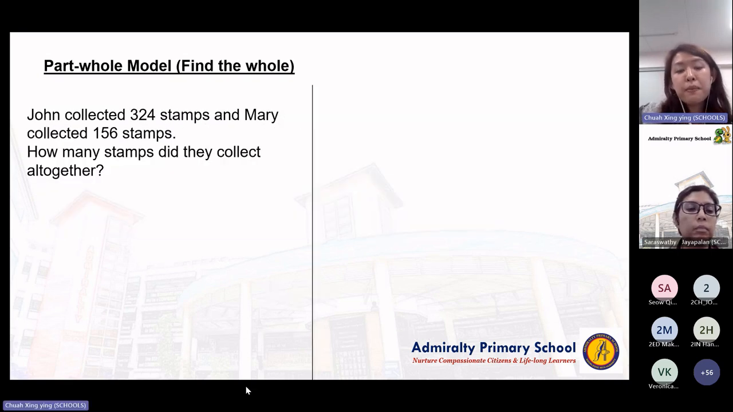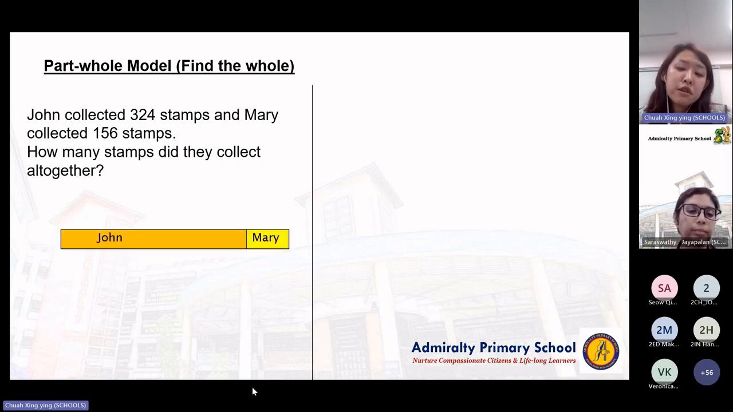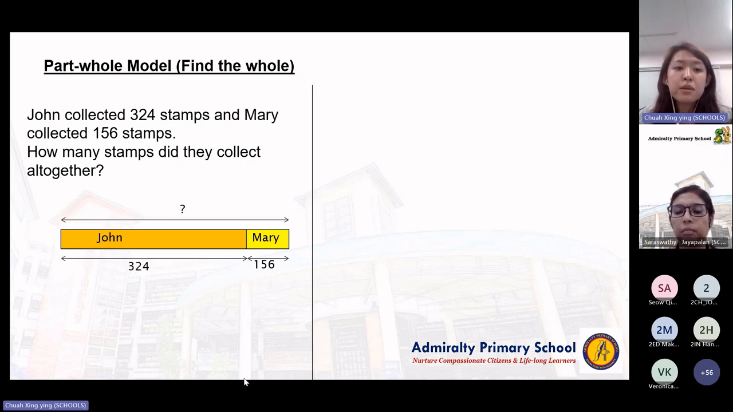In our next example, we see that in primary 2, we use 3-digit numbers. So unlike in the previous example, it's not possible to draw 324 stamps. Hence, we use bars to represent the different quantities. John's bar is still longer than Mary's, as he has 324 and Mary has 156 stamps. We label 324 for John and 156 for Mary. The question mark is also placed as we want to find the whole. Do note that we encourage pupils to draw the models proportionately as it will help them in the future. Then we have 324 plus 156 equals 480.